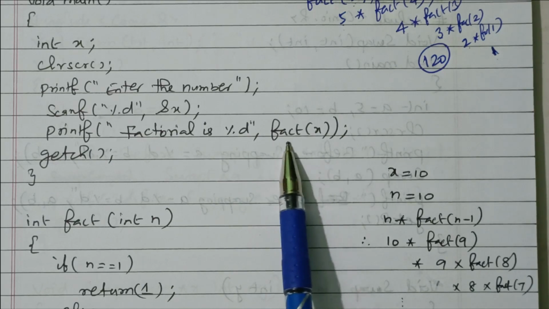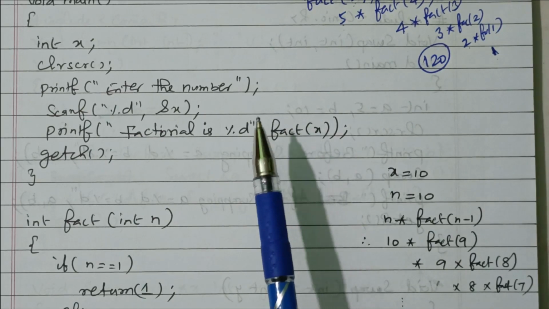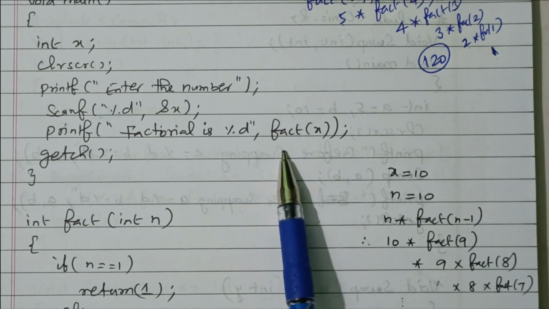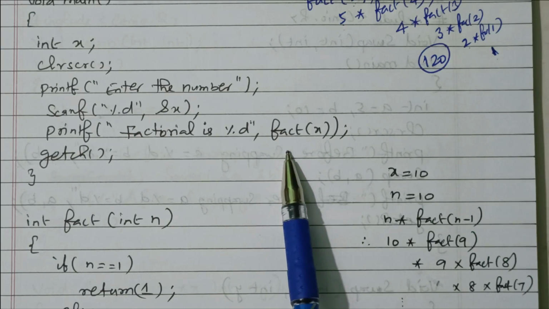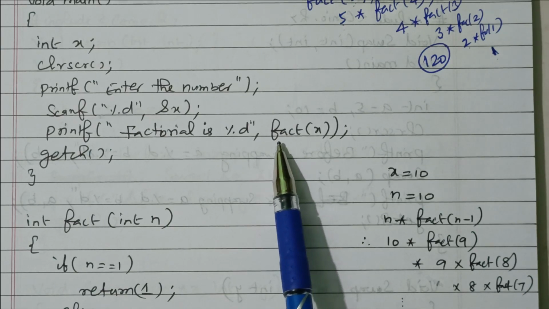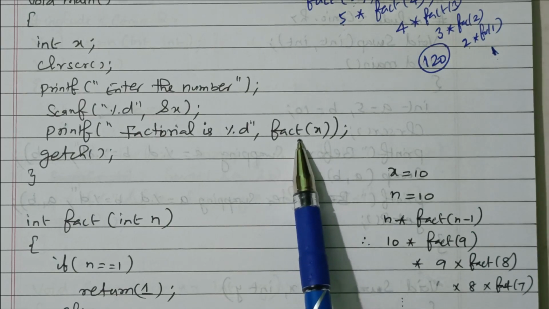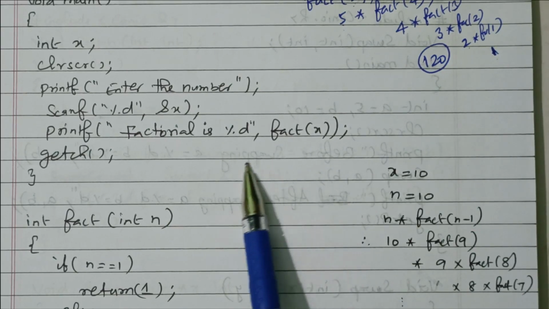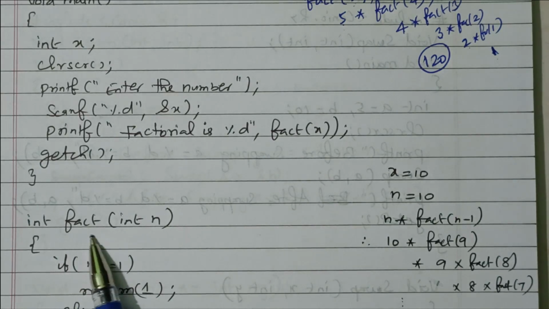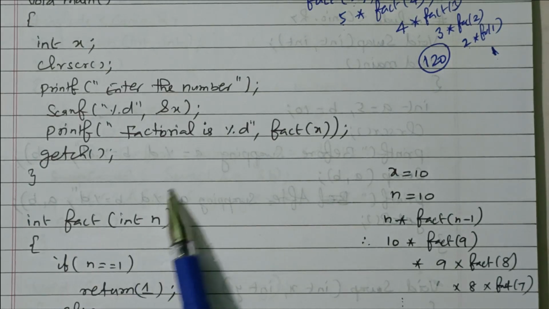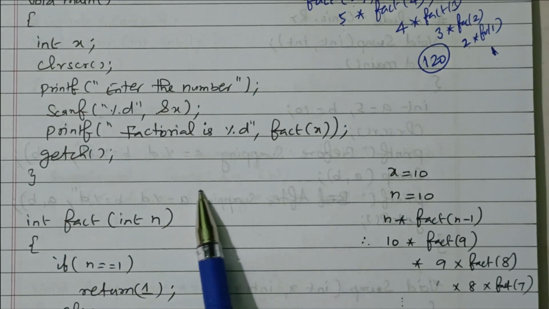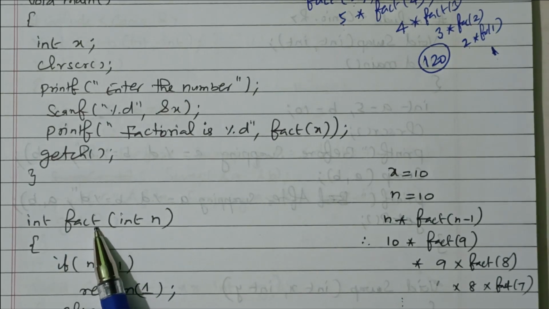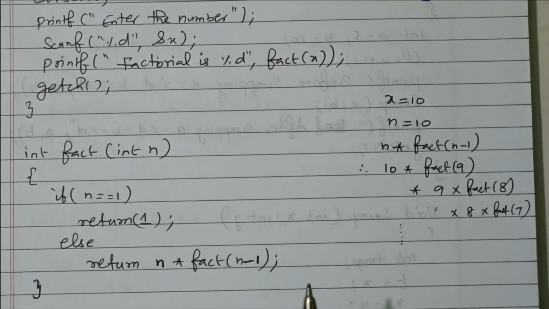Here, fact x. What is the meaning of fact x? We are calling this function. Initially we declared the function: what is the return type, what is the argument, what is the function name. Now fact x means we are calling this function. This is called calling the function. When the function is called, the control transfers to the function definition. From fact x, control now transfers to the function definition, integer fact x. Now we'll see what is available inside the function definition.